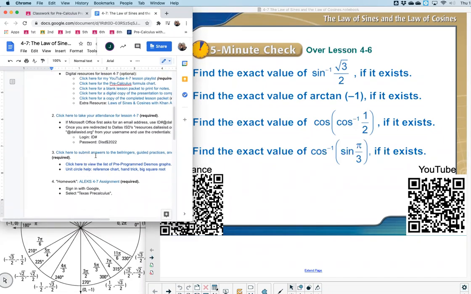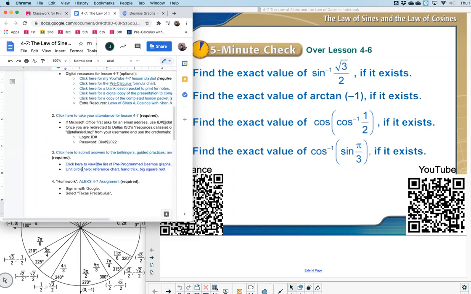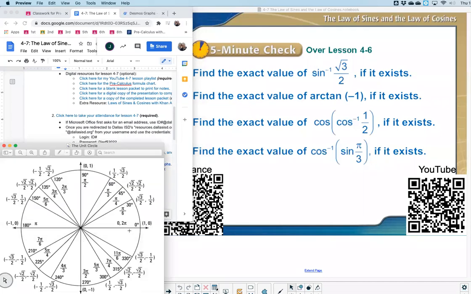But specifically why I went here is I want to open up both of these two, the list of pre-programmed calculators. And I would recommend you open up this unit circle help. That's going to open up this picture right here.